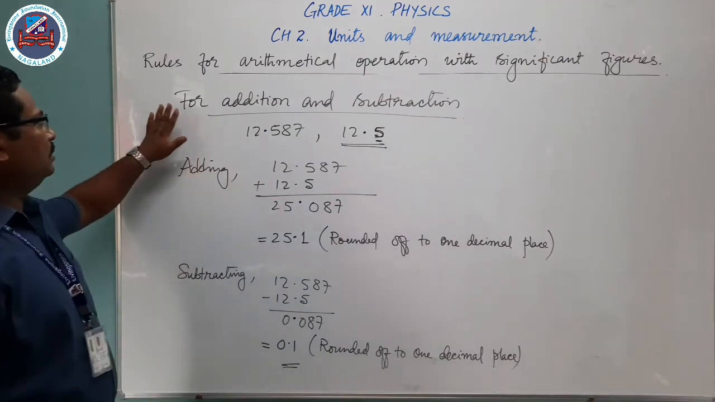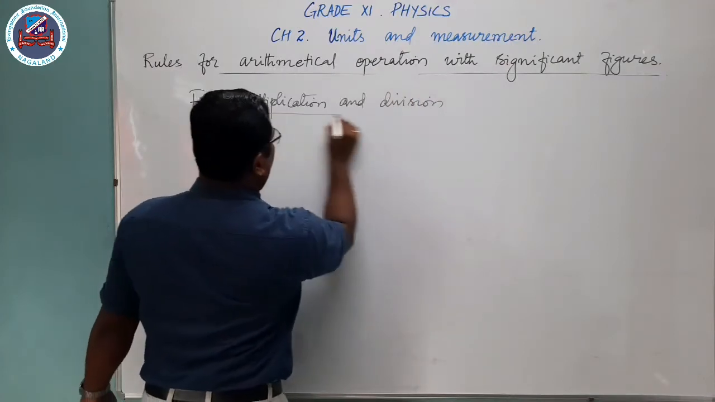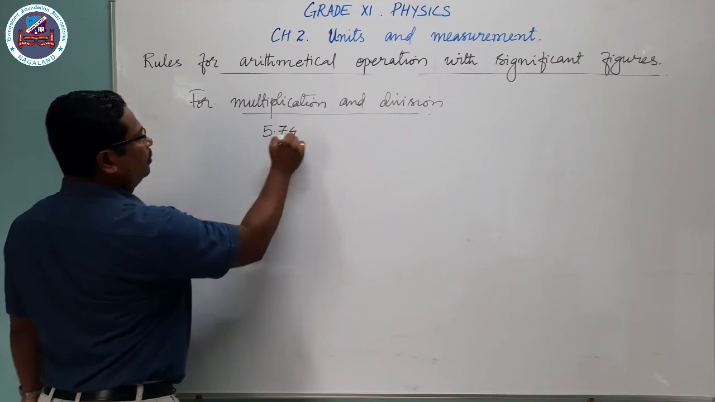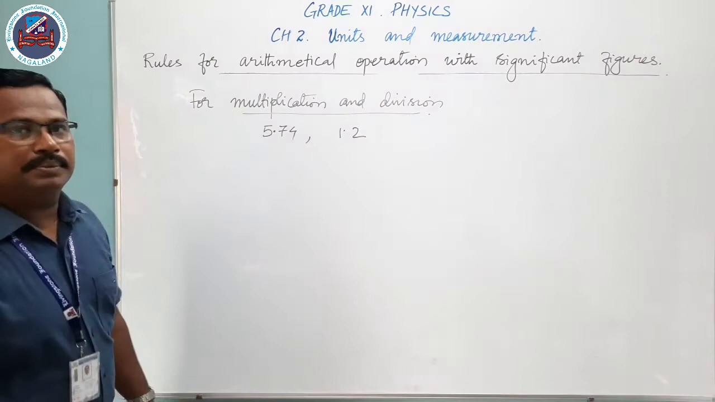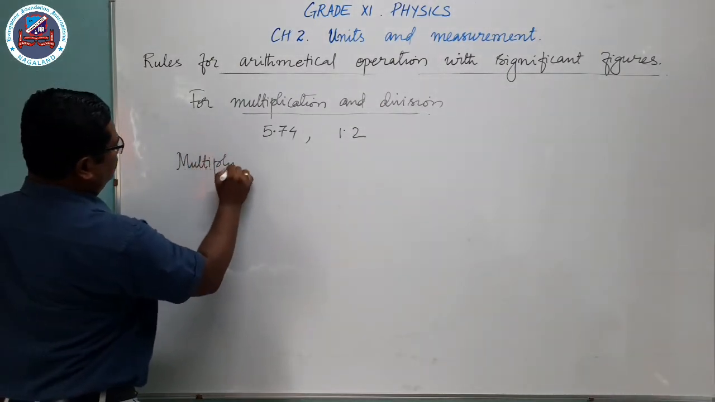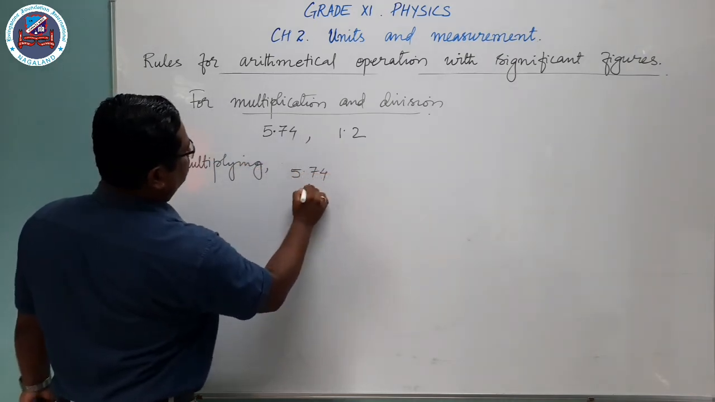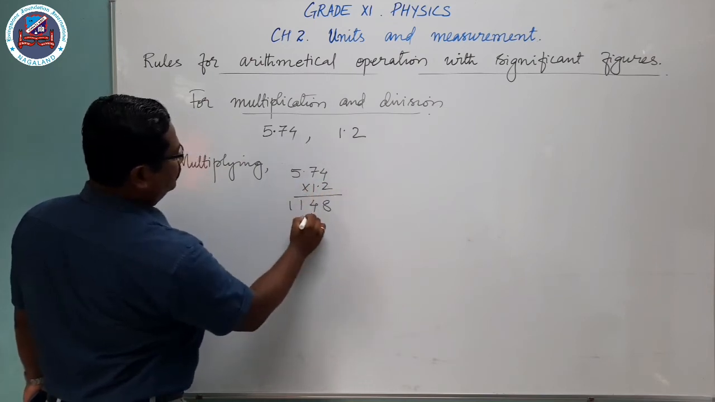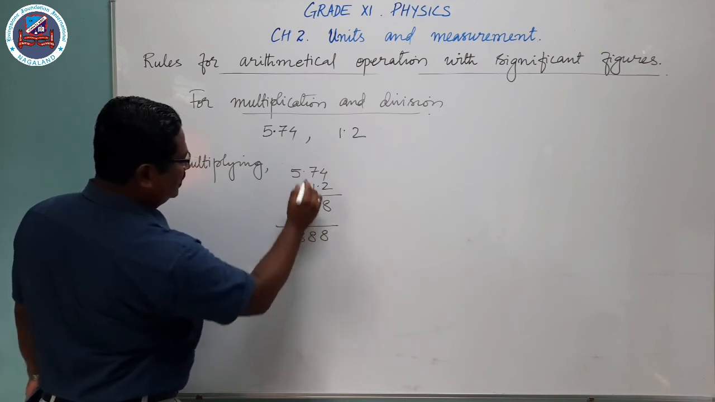Now for multiplication and division, this rule is not followed. What you have to do is, suppose two numbers are given, 5.74 and the other number 1.2. As an example, you are multiplying them. The general way you will multiply, you get 6.888, with 3 digits after the decimal.